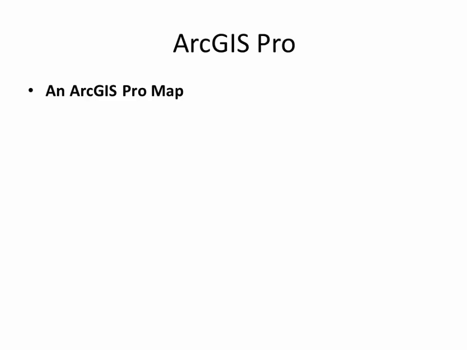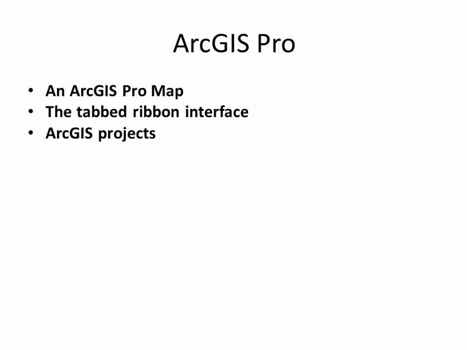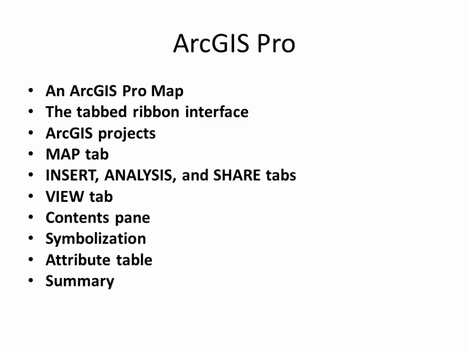We'll start by looking at a map in ArcGIS Pro with some of the layers from the GIS of Chapter 1. The two main subject areas are the next two topics, the tab ribbon interface of ArcGIS Pro, and that ArcGIS Pro works with a container of folders called projects. The rest of the topics drill down into the interface and explore some of the major components of an ArcGIS project.